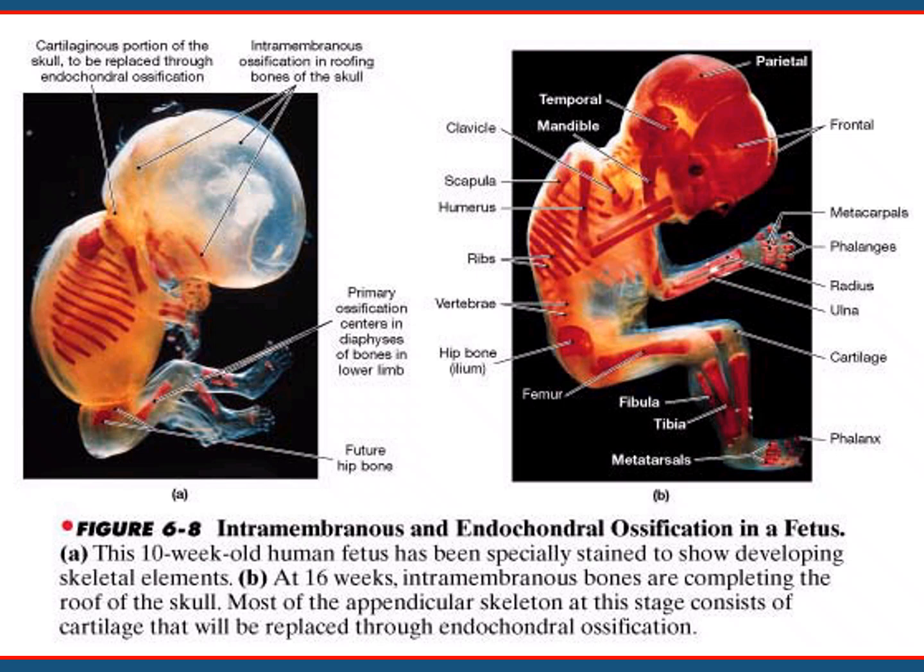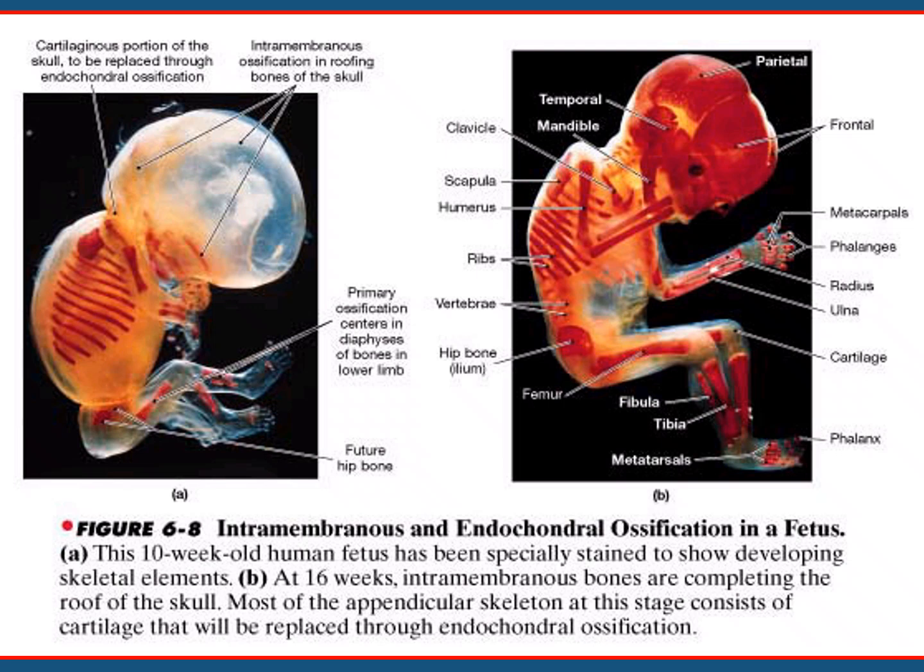Here you're looking at a 10-week-old human fetus that's been specifically stained to show the skeletal elements. These are bones that have been ossified. What you're looking at is the development of the ribs, future hip bones, the femur, the tibia, as well as the roofing of the bones of the skull, like the sphenoid. The cartilaginous portion of the bone is all of this portion, which is kind of tan.